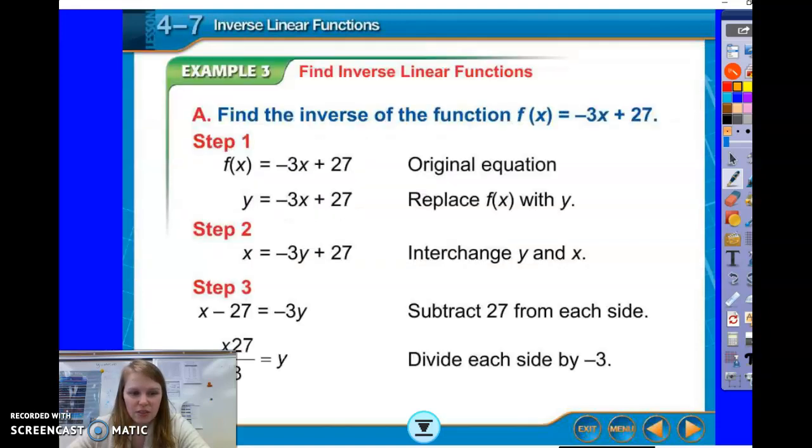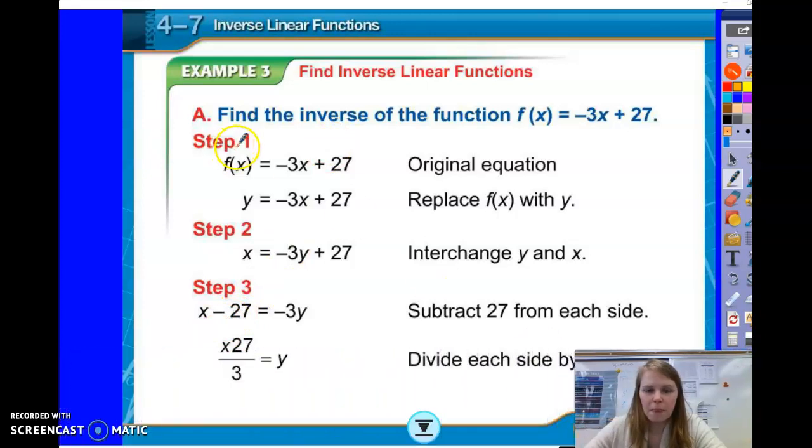So let's take a look at what that means. If we're going to find the inverse of this function, I'll move myself over here. Inverse of this function. So first replace this funny thing with y. So we just put y in. Now switch the x and the y. Do you see that? X, y. Get y on a side by itself.